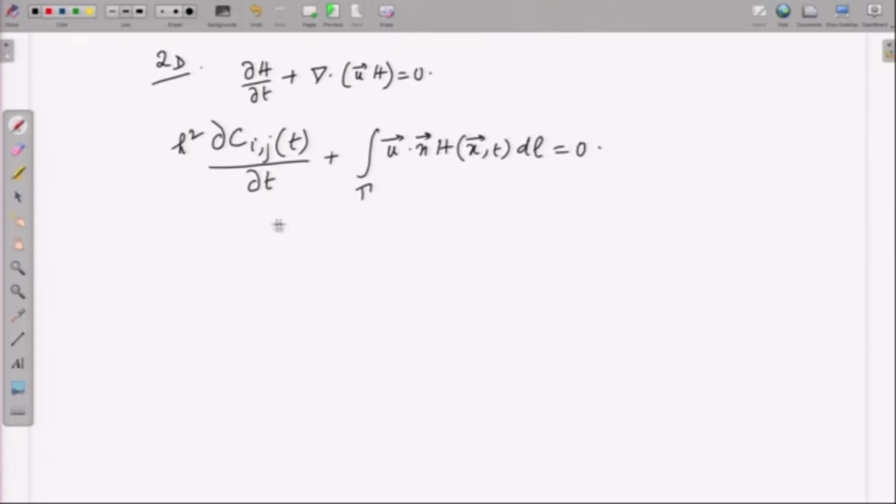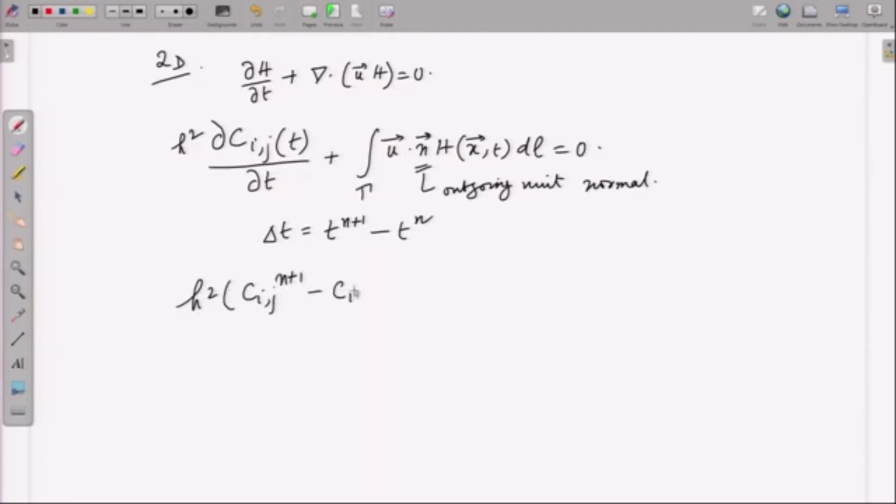So, of course, gamma is the cell boundary and n is the outgoing unit normal. And then when you integrate this equation over a certain time, say from t n minus 1 to t n, you will be able to show that this equation becomes like this. Remember that h is the grid spacing, which is equal along both x and y.